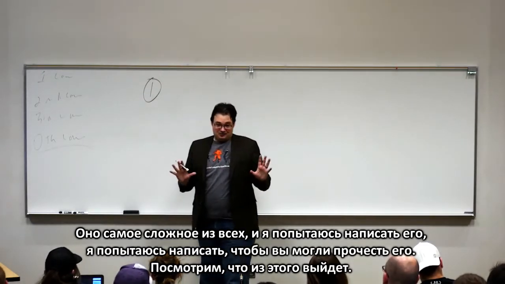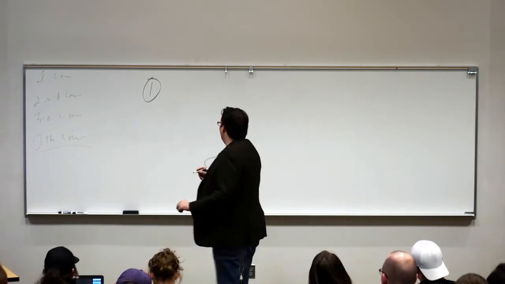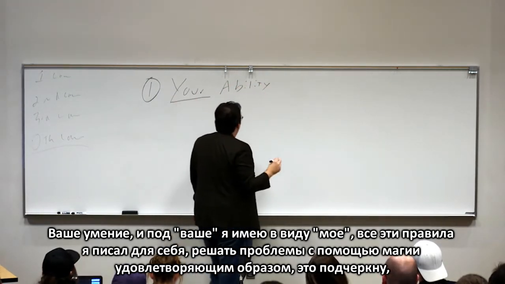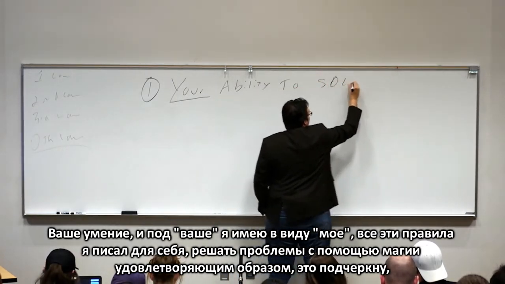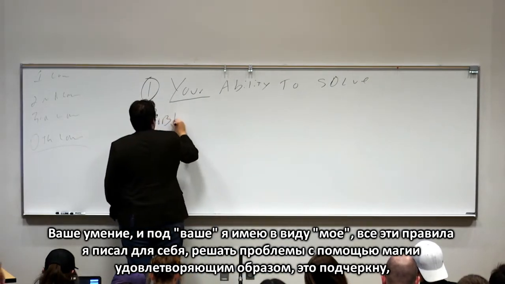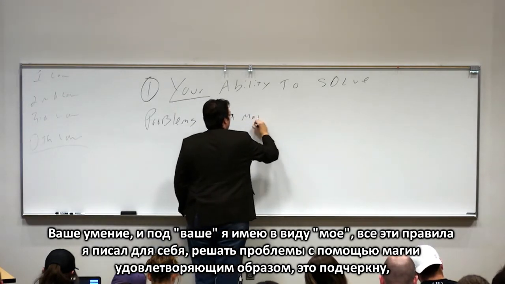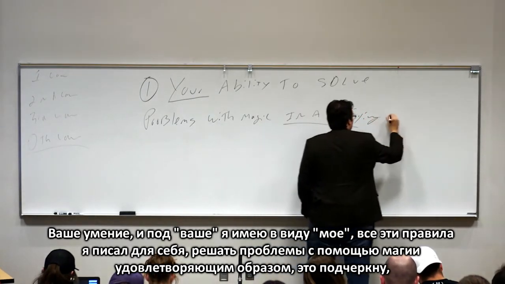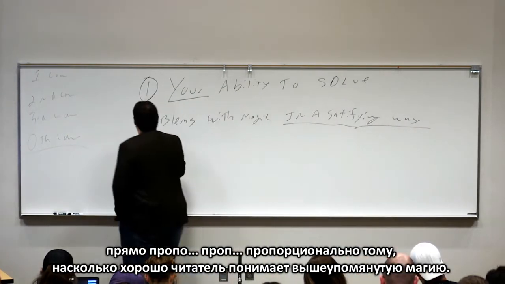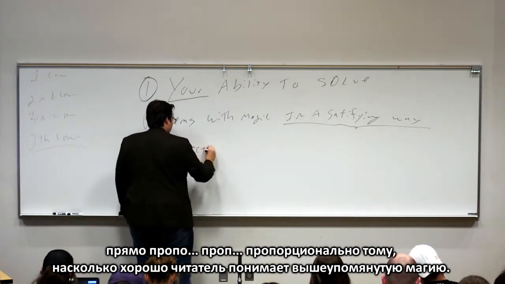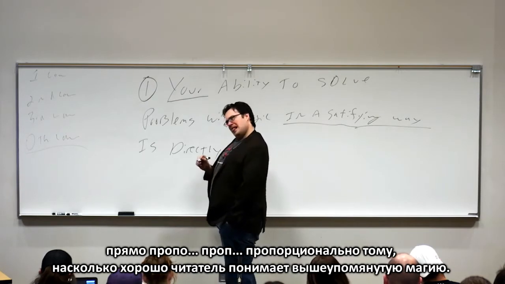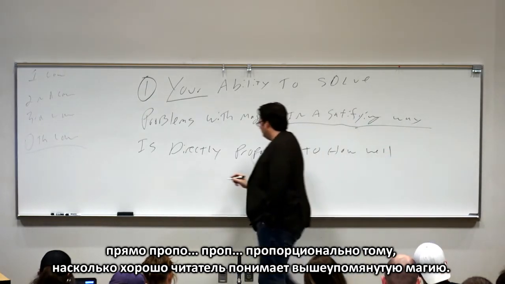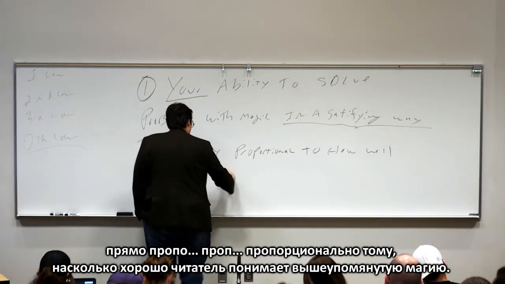And it just says, and I'm going to try and write this out. I'll try and write it out so you can actually read it. We'll see how this goes. Your ability, meaning me, these are all laws I kind of wrote to myself, to solve problems with magic in a satisfying way. This one gets an underline. Is directly proportional to how well the reader understands said magic.